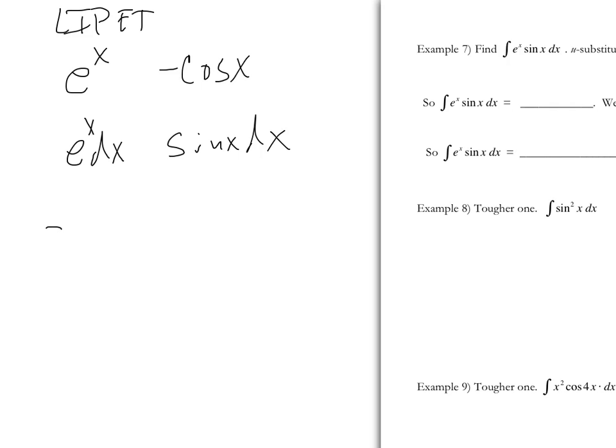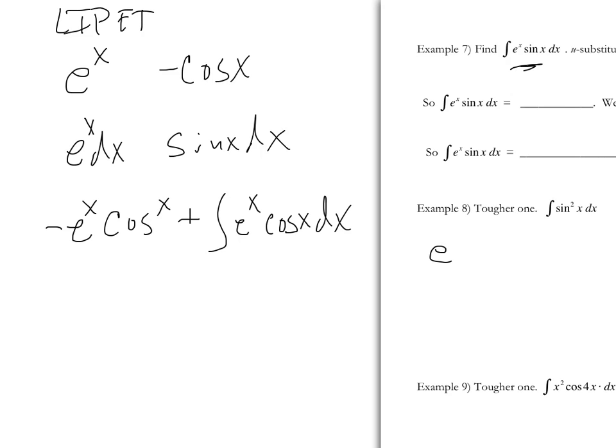The u times v is going to be negative e to the x cosine x. And then because it's minus the integral, and I've got a negative there, I'm just going to write plus the integral e to the x cosine x dx. Not much different from what I've started with. So let's do it again.